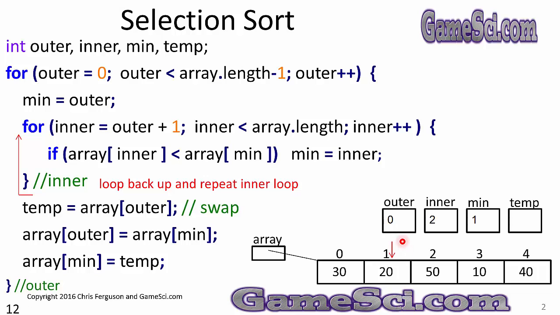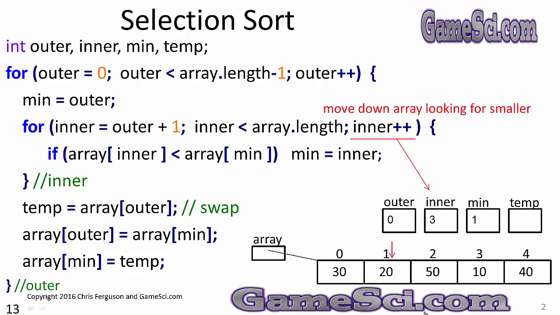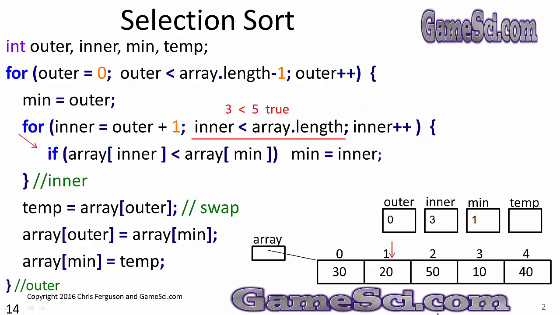Notice the red arrow here. The red arrow is indicating the current min index. Min is set to 1. 20 is the smallest value we've looked at so far. Inner plus plus will increment inner and move it down to the next position in the array. 3 less than 5 is still a true statement. As a true statement, we are going to execute the body of the loop once again.